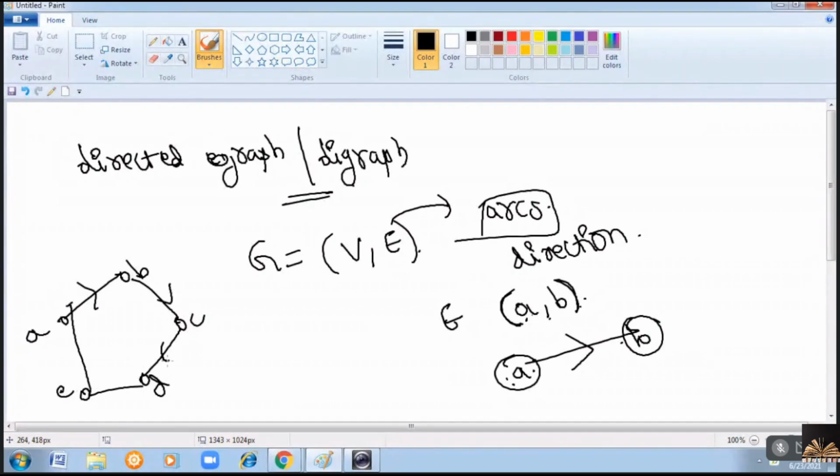So this is a directed graph. Here, for every edge, we have the directions. We'll call it a directed graph. One second.